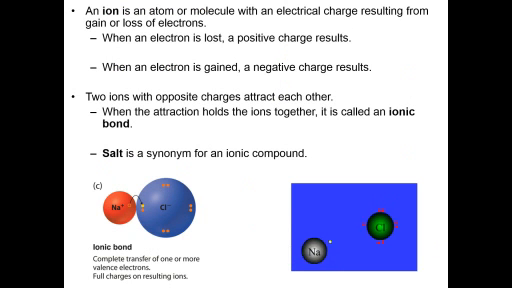Alright, so looking at ions. Your ions would be atoms and molecules that have an electrical charge. And this electrical charge has to do with either donating or receiving electrons. So they either give up electrons, they donate them, or they accept them and they gain them.